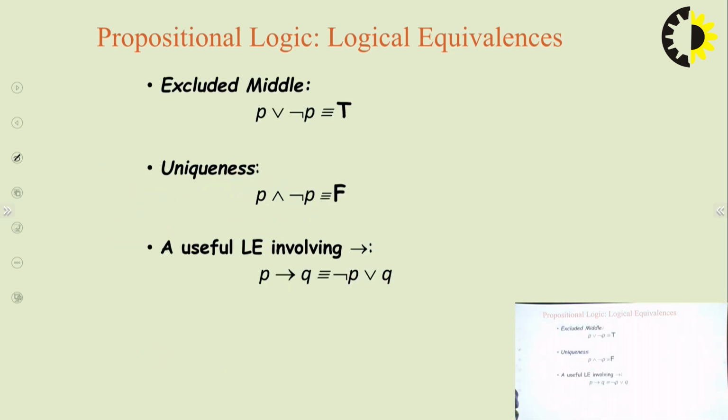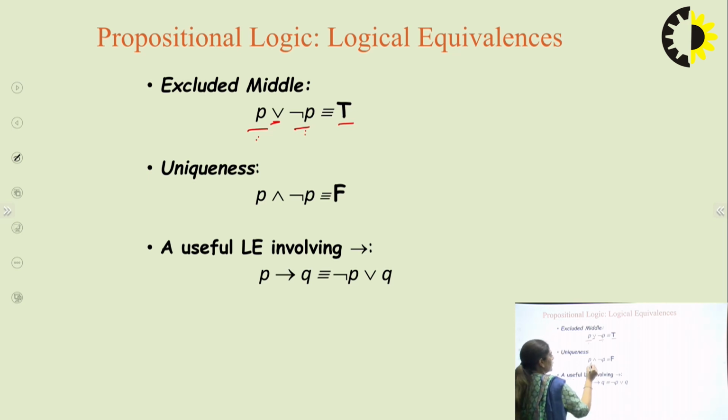Now, excluded middle, right? P or negation of P will always be equal to true. If P is 0, then this is 1. If P is 1, then this is 0. Right? At least one input is 1. So that's why it is always true. This is the OR symbol, and in OR, we just add the terms.